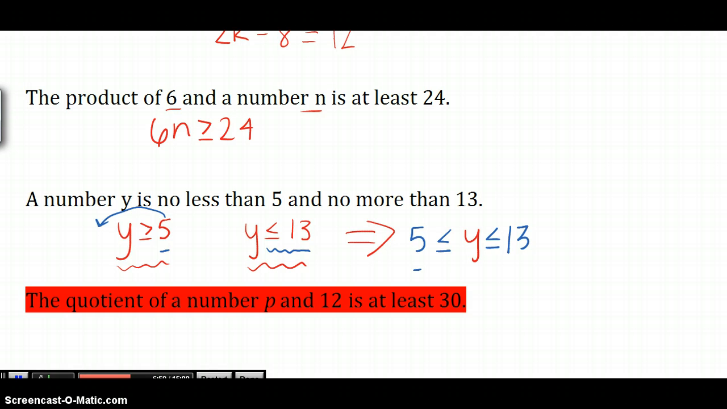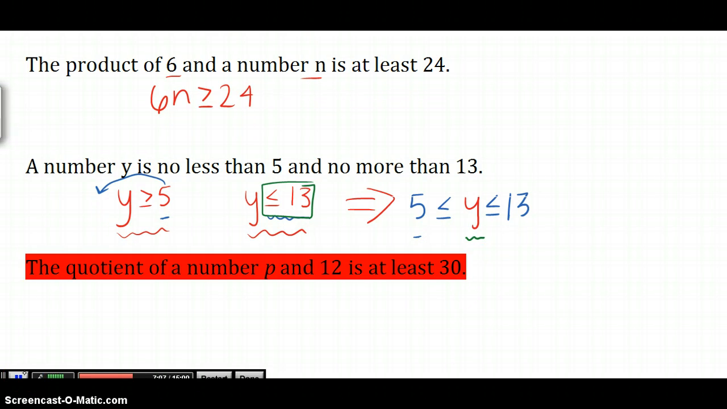The hint is, the letter is always in the middle. Little number is over here, big number is over here, and your signs have to point the same way. So start out with the big number, and then add your little number at the end and make your signs face the same way. The one I want you to do in your notes is the quotient of a number p in 12 is at least 30.